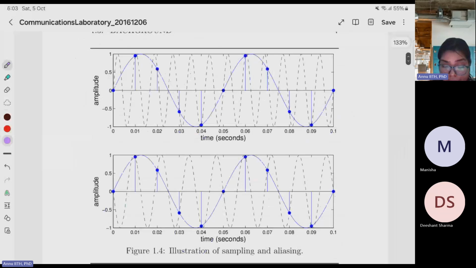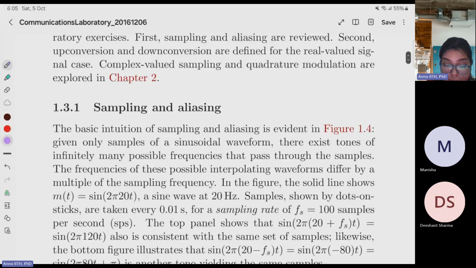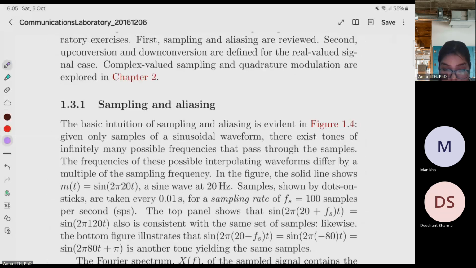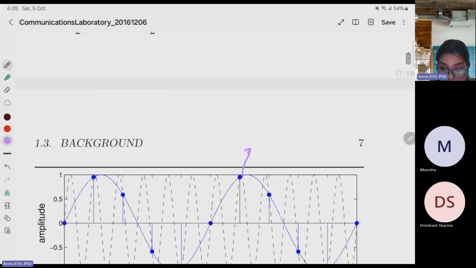tones of infinitely many frequencies that pass through the samples. The frequencies of these possible interpolating waveforms differ by a multiple of the sampling frequency. In the figure, the solid line shows m(t) equals sine 2 pi 20t, a sine wave at 20 hertz. This is sine 2 pi 20t.